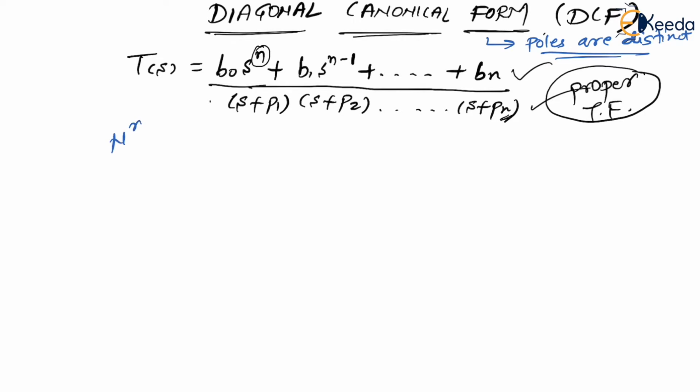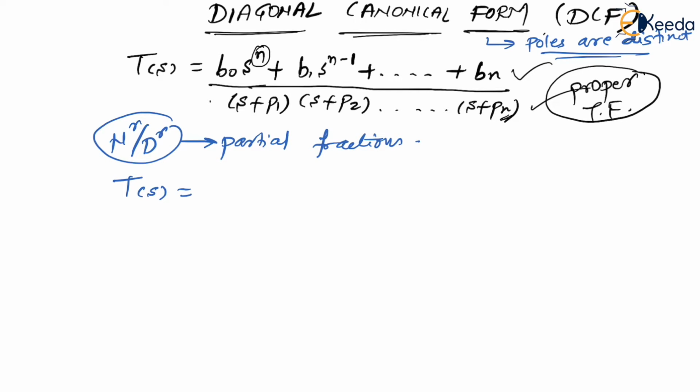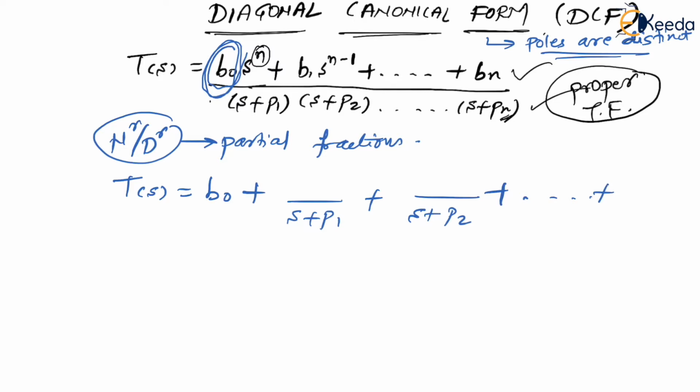Means the first step is numerator upon denominator: divide them, and then form the partial fractions, right? So if you do that, you get T of s equal to, because when you are dividing this, definitely this b naught only will remain. So you are going to have this b naught plus, now this is very important, here you will have all the poles written here. s plus p1 plus s plus p2, and so on up to s plus pn, right?